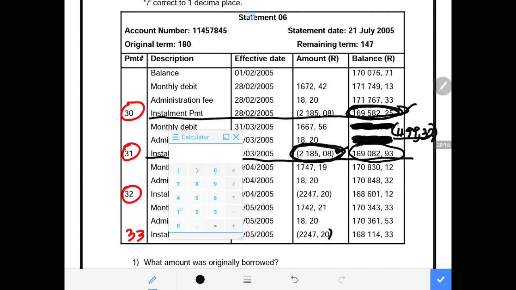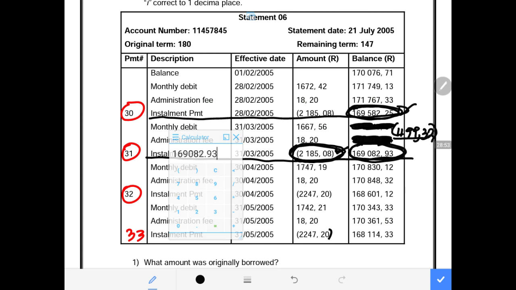Just verify that again. We have 169,582.25 minus 499.32. Okay, I see now. So that is where that 93 comes from. So we can see that our loan balance decreases with a small amount.